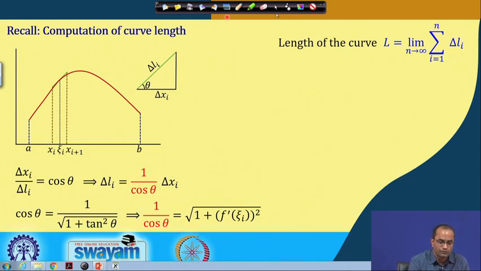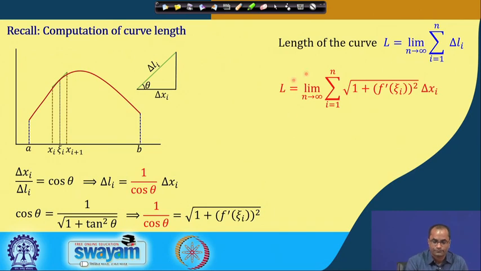So, doing this, now we get L is equal to the limit of the sum i from 1 to n, where delta L i is replaced in terms of delta x and the given function f. So, square root of 1 plus f prime xi i whole square times delta x i, and now we will write this in terms of the integral as per the definition we have already learned.